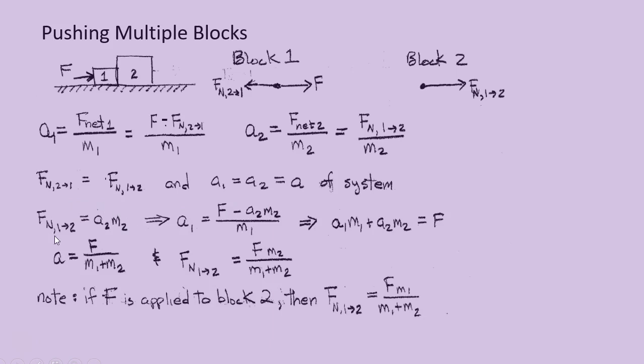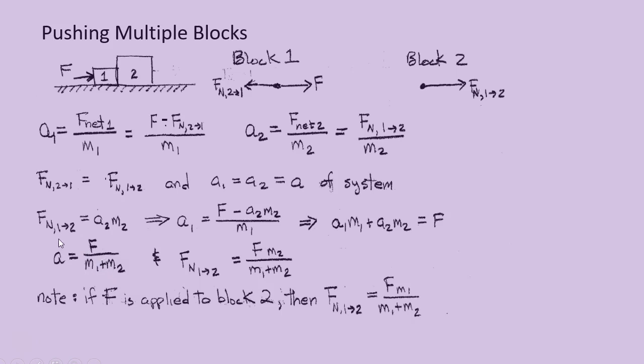Looking at our equation for the acceleration of block 2, we can see that the normal force of 1 acting on 2 is equal to the acceleration of block 2 times the mass of block 2. We can go ahead and make this substitution into the block 1 acceleration equation in place of that normal force. We can do some rearranging, and we wind up with the acceleration of the system is equal to the force F divided by the system mass m1 plus m2.